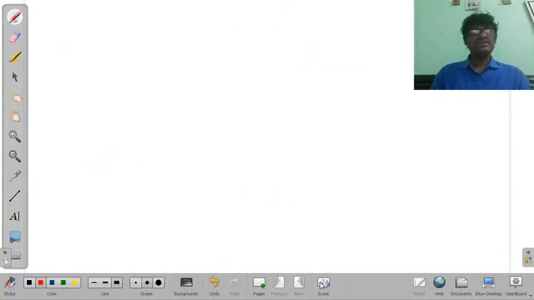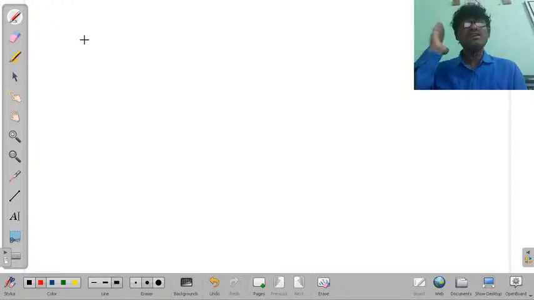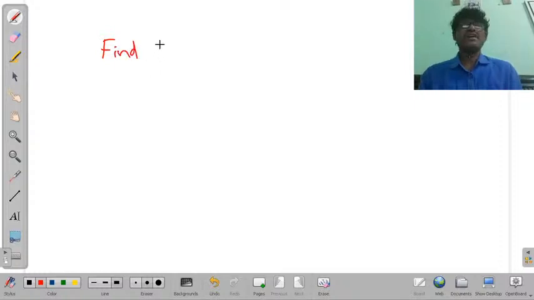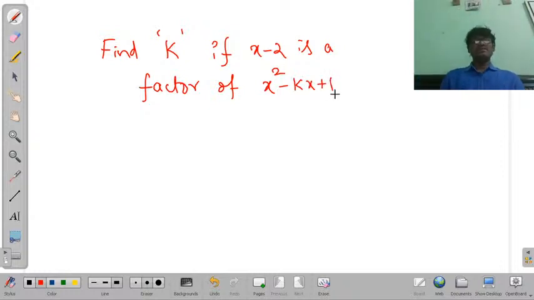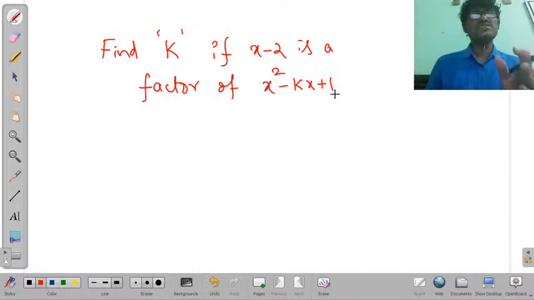Let me give the last question for today. Find the value of k if x minus 2 is a factor of x square minus kx plus 1. Find the value of k if x minus 2 is a factor of x square minus kx plus 1.